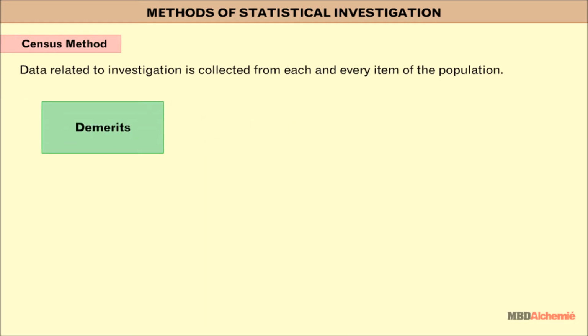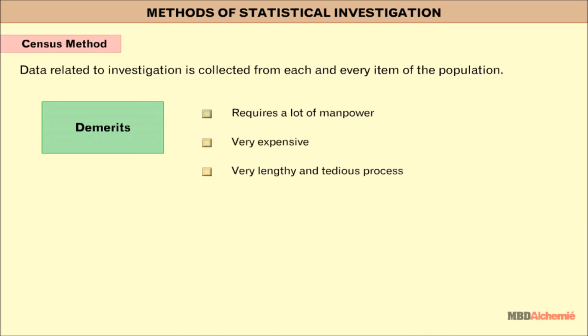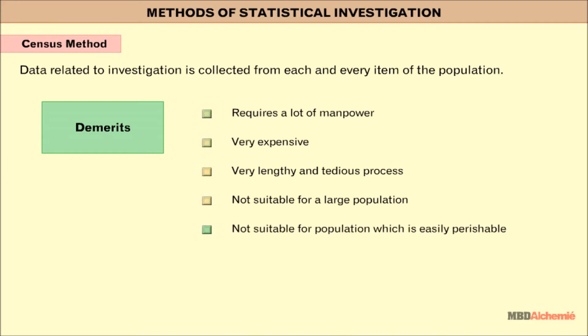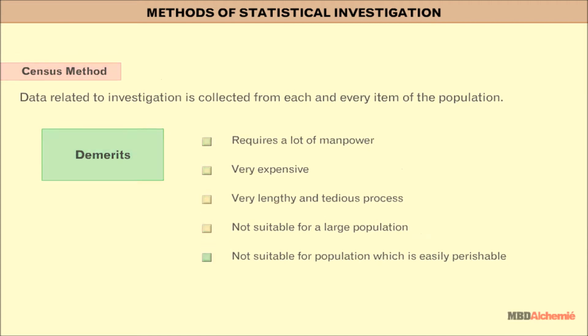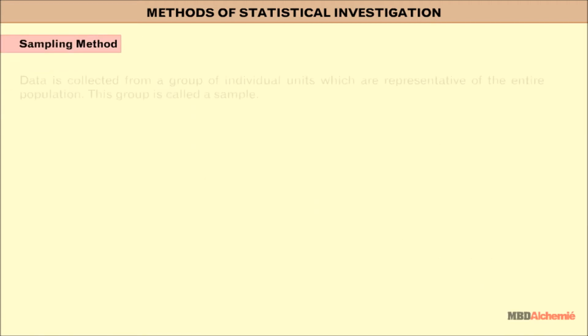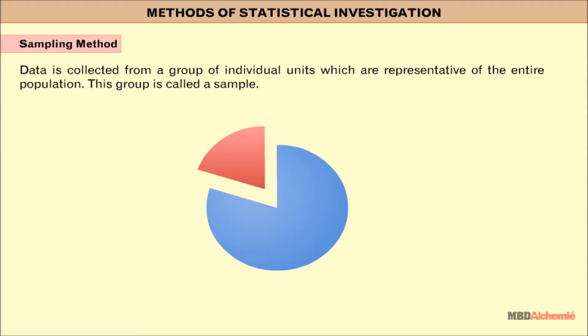Demerits. Requires a lot of manpower. Very expensive. Very lengthy and tedious process. Not suitable for a large population. Not suitable for population which is easily perishable. Sampling method. Data is collected from a group of individual units which are representative of the entire population. This group is called a sample.